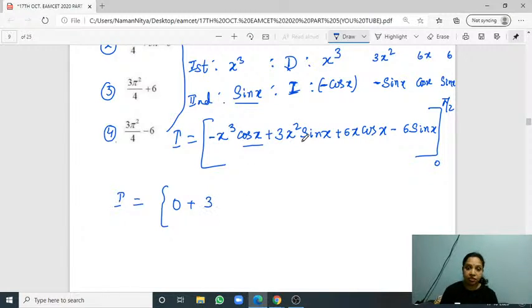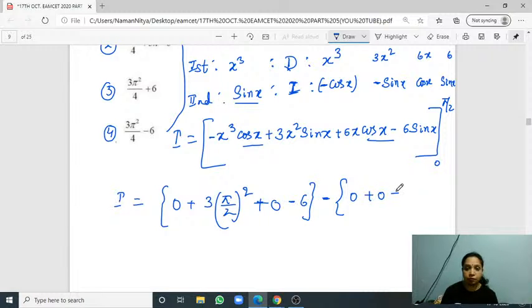So I'll write 3 in place of x, pi by 2 whole square. Again here we have cos, so this will become 0. Here again we have sine, so sin pi by 2 is 1, so I'll get minus 6. This is for the upper limit, and then minus the lower limit. If I am putting x equal to 0, all terms will become 0. 0 into something will be 0, plus 0 plus 0, and here sine 0 is also 0 only.